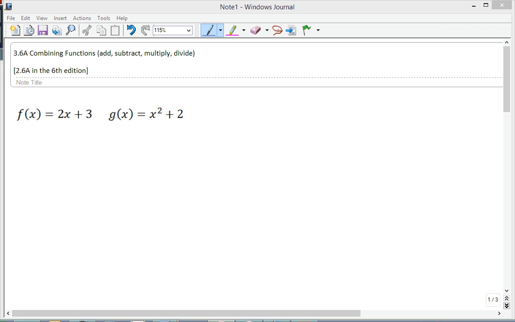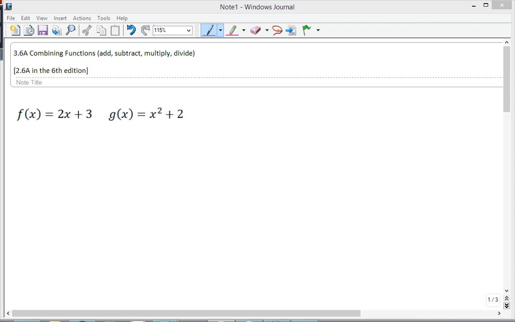We'll look at doing it algebraically in this video, and then in class next time we'll talk about doing it graphically. We'll practice doing it on a graph. So first of all, we want to look at adding, subtracting, multiplying, and dividing.